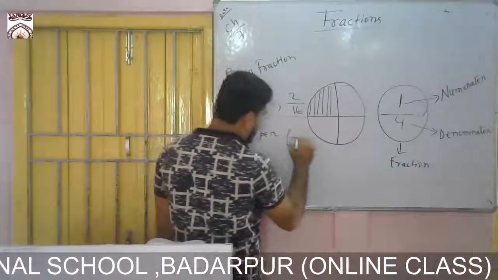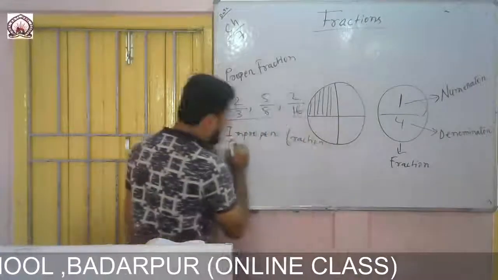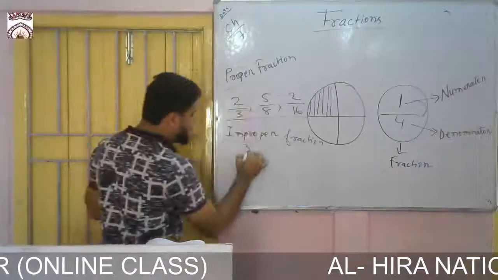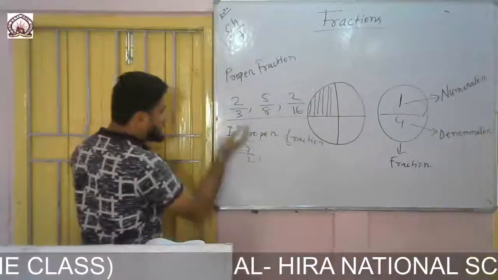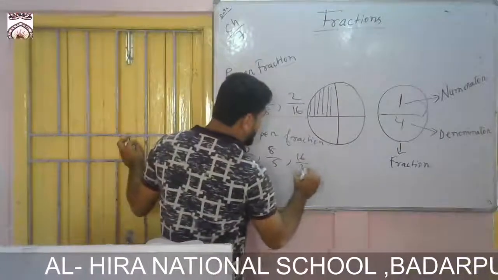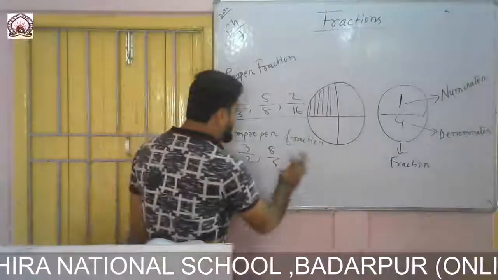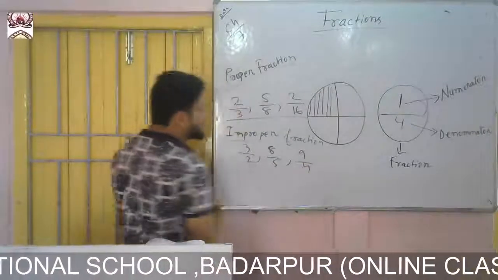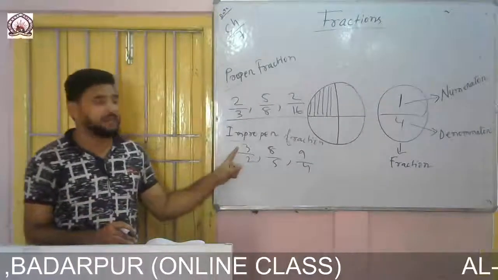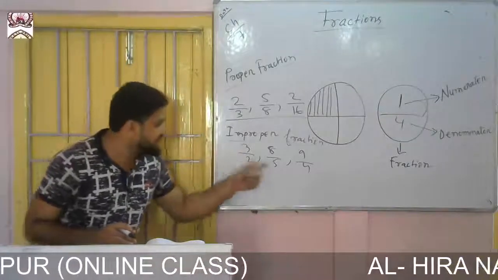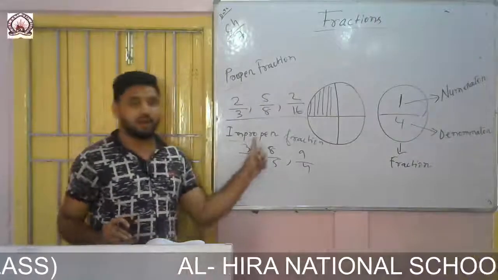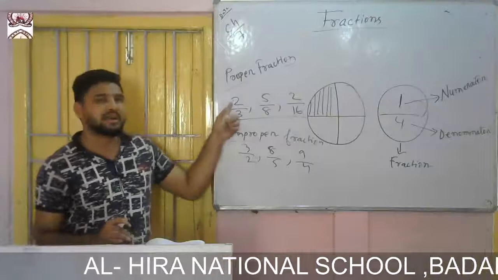Now improper fractions. What is an improper fraction? It is the opposite of this one. If you just change this one, 8 by 5 and 16 by 2, you see the numerator is bigger than the denominator. In this case, these fractions are called improper fractions. So whenever the numerator is bigger than the denominator, it is improper. Whenever the denominator is bigger than the numerator, it is proper.